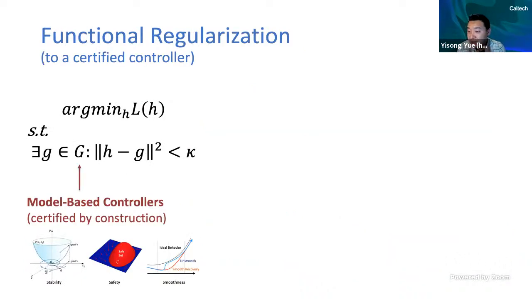And so the next step that we'll take in this logical thinking is to use a notion called functional regularization to a certified controller. What that means is that suppose that a domain expert, in this case typically a control engineer, handed to us a class of model-based controllers that are certified by construction. I'll denote that by G. And so every controller in G, capital G, is certified by construction to be stable or safe or smooth, et cetera. And the goal then is to train a policy H, which could be a neural net, to minimize some primary objective, such that its input-output behavior is close to some little g, some model-based controller within the class capital G.